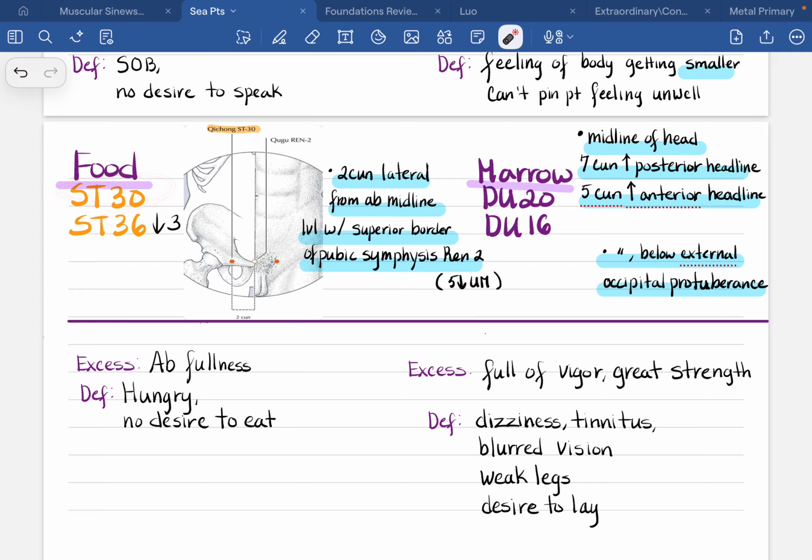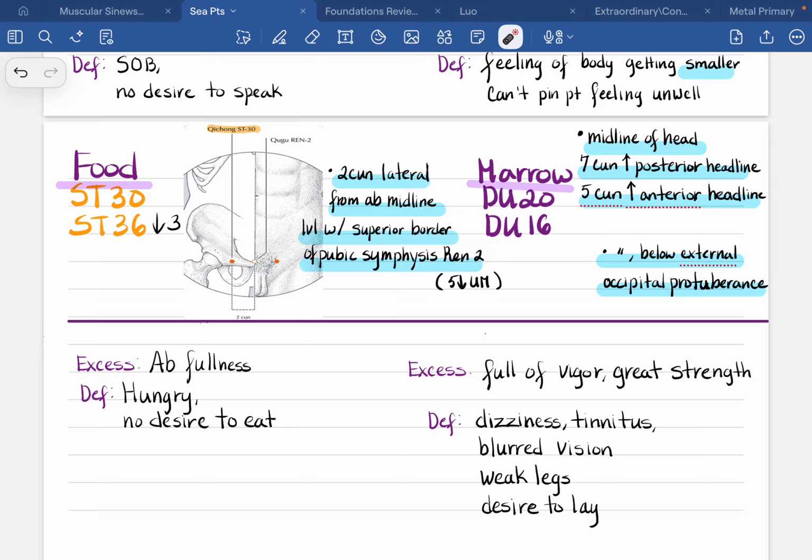aligned with Ren 2, which is 5 soon down from the umbilicus. So this is the umbilicus, and it's 5 soon. It's pretty much the last, right there. The only difference is that Ren is right below the belly button, and for stomach 30, it's actually 2 soon lateral from the midline. So it's at the superior border of the pubic symphysis, or Ren 2. That's where it's aligned.